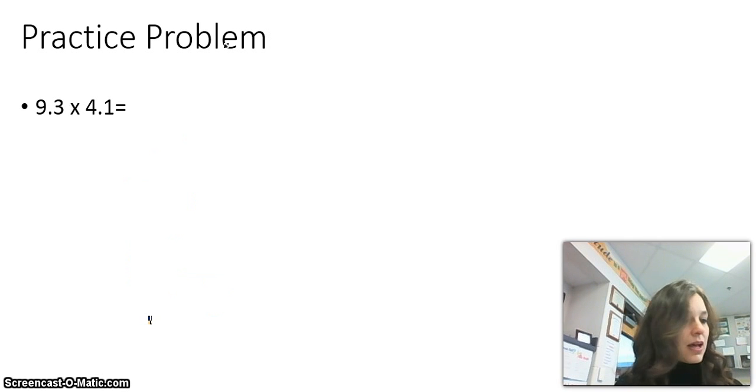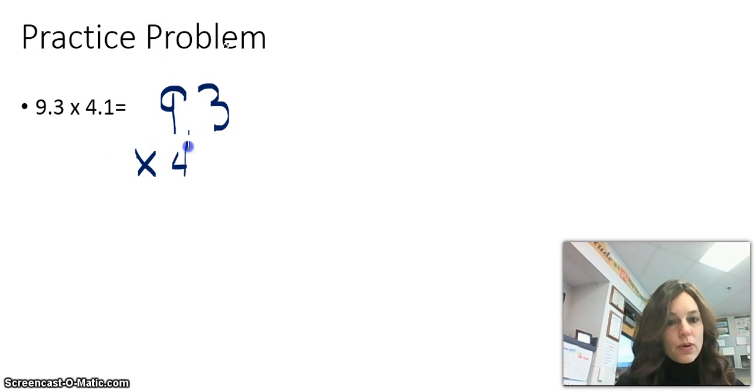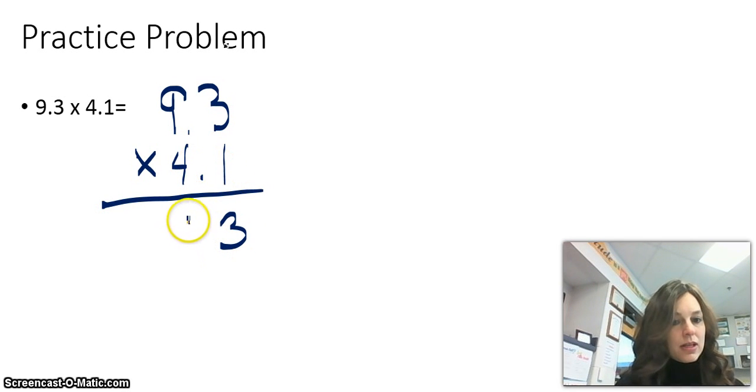All right, next we have 9 and 3 tenths times 4 and 1 tenth. 1 times 3 is 3. 1 times 9 is 9. 0 for place value. 4 times 3 is 12. 4 times 9 is 36, plus 1 is 37.